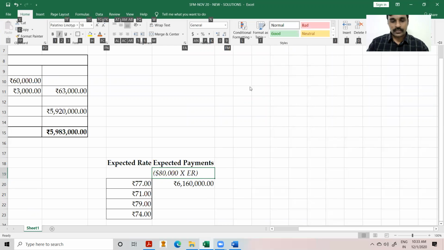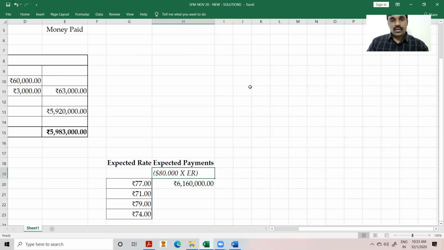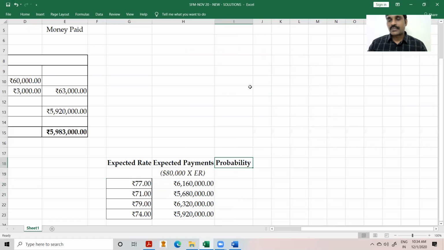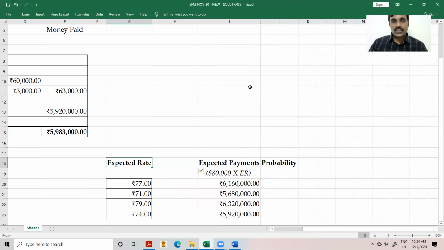Same thing, this is the expected rate, and probability, I'll explain here. The way you present the answer in the examination is different, and the way the answer has to be presented in your corporate life is different. First, I'm writing the presentation as per the examination. What is done by most of the students in the examination, I'll show you.